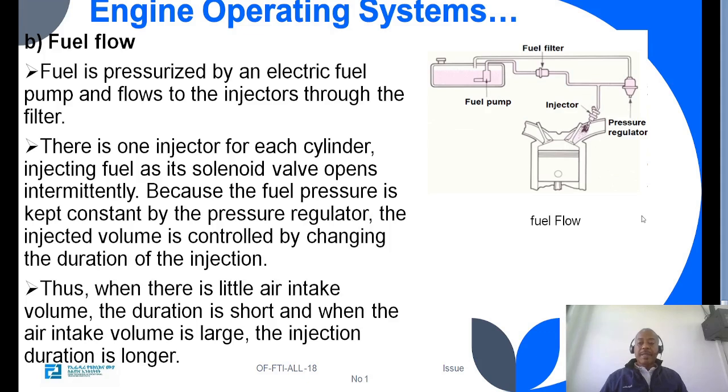Fuel flow. Fuel is pressurized by an electric fuel pump and flows to the injector through the filter. There is one injector for each cylinder, injecting fuel as its solenoid valve opens intermittently. Because the fuel pressure is kept constant by the pressure regulator, the injected volume is controlled by changing the duration of the injection. When there is little air intake volume, the duration is short, and when the intake air volume is large, the injection duration is longer.